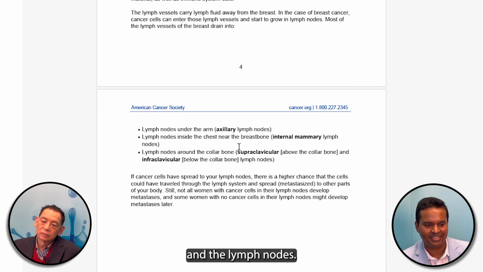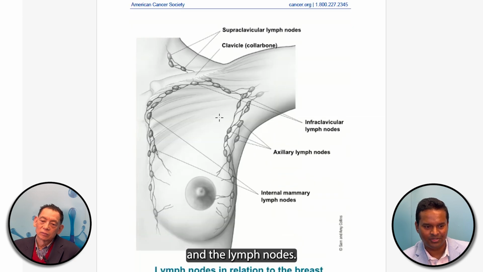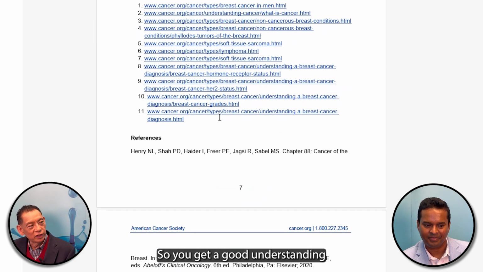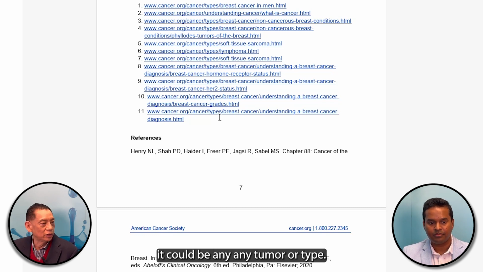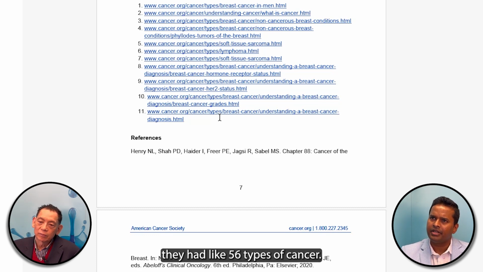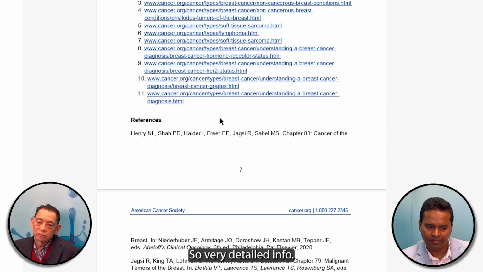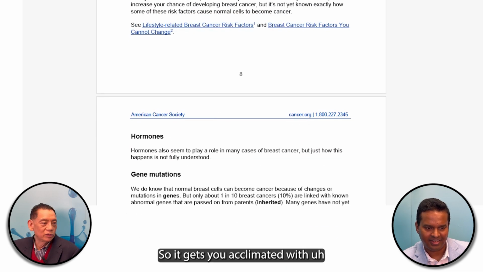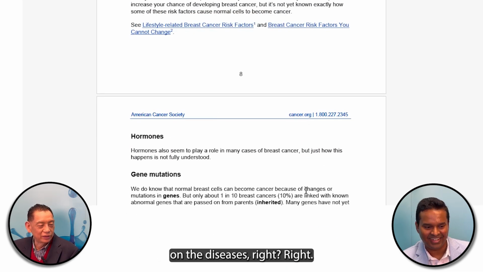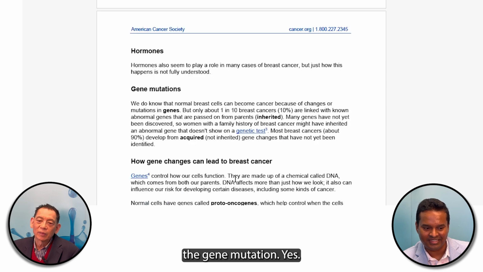They have pictures of the lymph nodes and things, so you get a good understanding of that cancer. Here you're showing breast, but it could be any tumor type, right? I think I remember they had like 56 types of cancer, so very detailed info. It's just a matter of searching for it. It gets you acclimated with the background on the disease: what hormones are involved, the gene mutations.